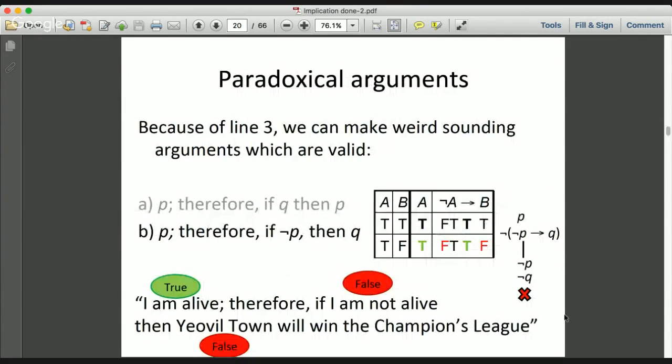Sorry, if P, therefore if not P, then Q is valid. Because of the way that if you draw a tree out for it, the tree closes. Right, and that's again just because of the properties that the material conditional has. But obviously that argument, if I'm alive, therefore if I'm not alive, then Yeovil Town will win the Champions League. I mean, maybe you can make that make sense, but it seems like it shouldn't be a valid argument.